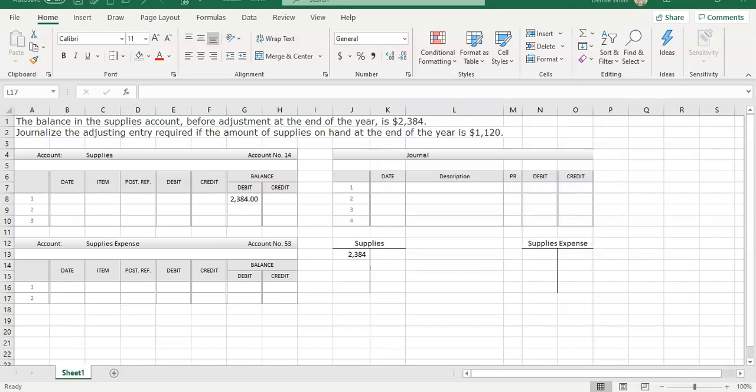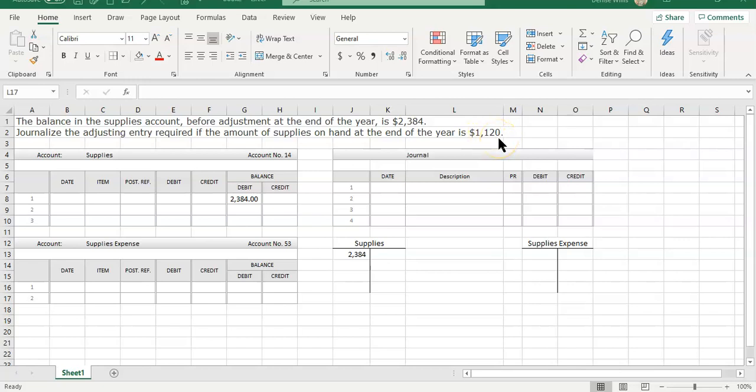We're going to do one short example today. It's an adjusting entry involving supplies. Here's the setup. It says the balance in the supplies account before adjustment at the end of the year is $23.84. They want us to journalize the adjusting entry required if the amount of supplies on hand at the end of the year is $1,120.